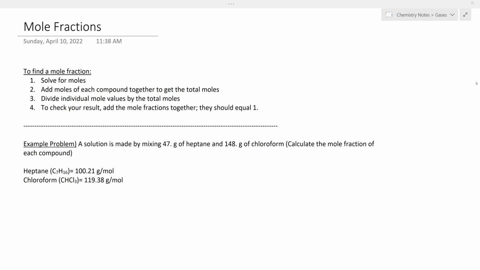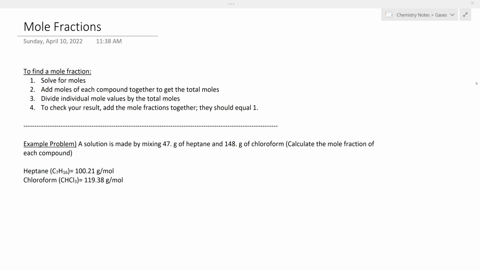And then you'll add the moles of each compound together to get a total moles. Then you'll divide the original mole numbers by that total you got, and that'll give you the fraction. And just remember, this is not a percentage. A lot of times we use percentages for these kinds of fraction things. This one's not. This one's a decimal.